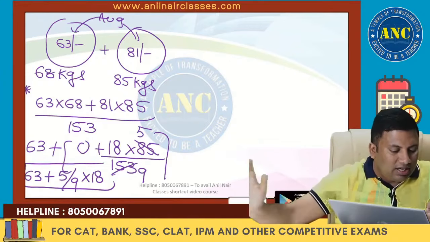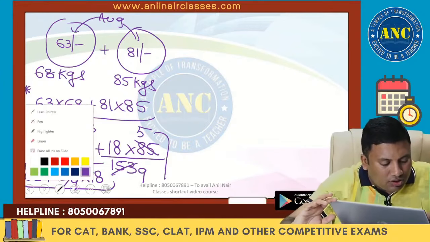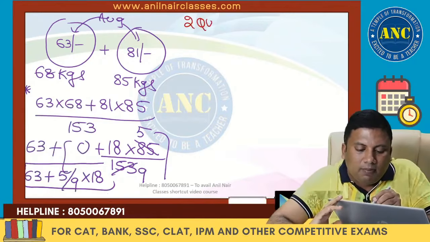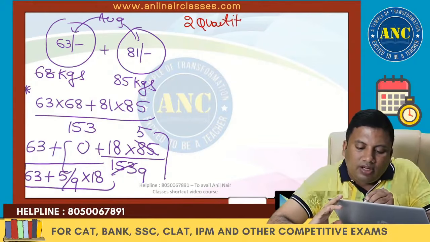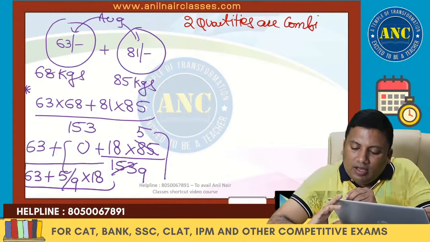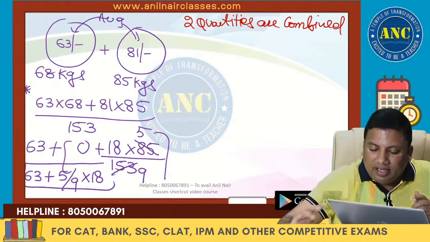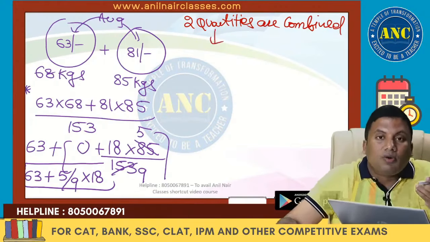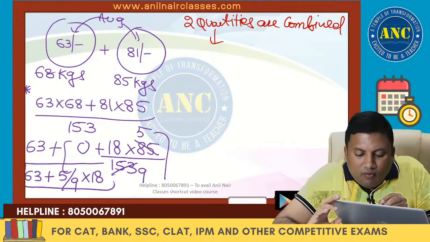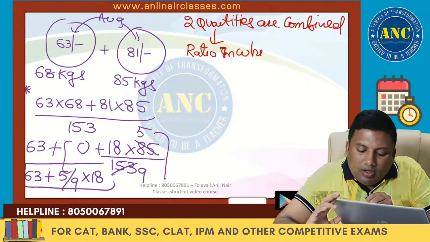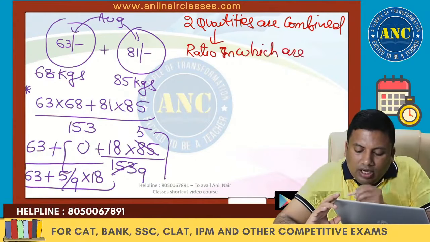Right. Now see here. How am I going to solve? Whenever two quantities are combined, what will happen if more than one answer option has the same digital sum? A smart student will definitely get this doubt. That is the reason for this explanation. Whenever two quantities are combined, the ratio in which they are combined is the only thing that matters.